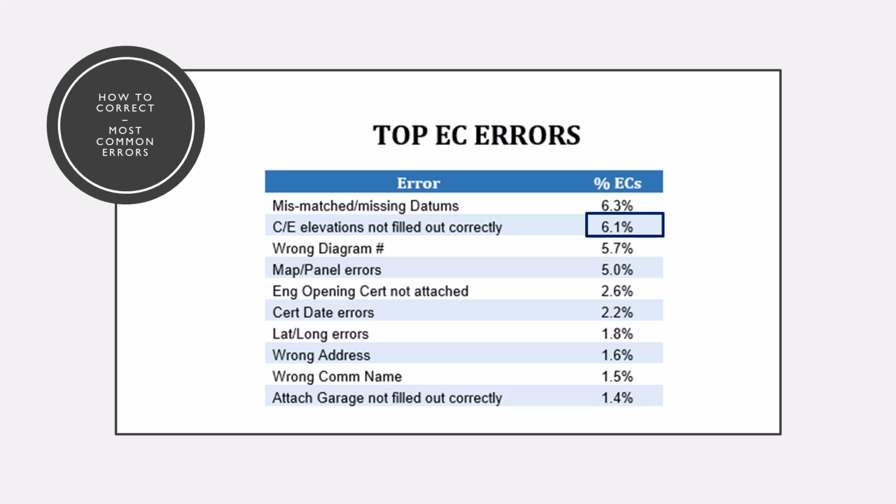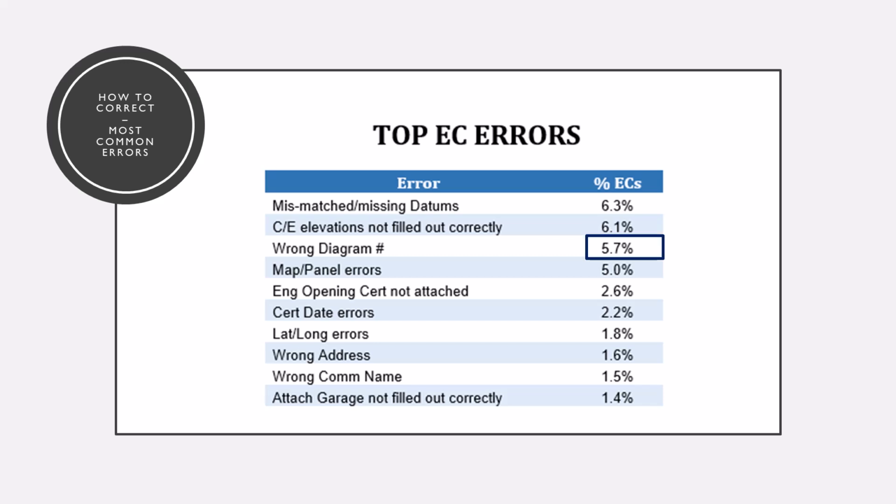The second most common error we see is Sections C and E elevations not filled out correctly. Typically, local officials should return it to the surveyor for Section C elevations and return it to the property owner for Section E if they were the one that filled out the elevations in Section E. Then they would have them redo the form. Another option is to provide your own elevations from an in-house professional or hire a professional to do it.